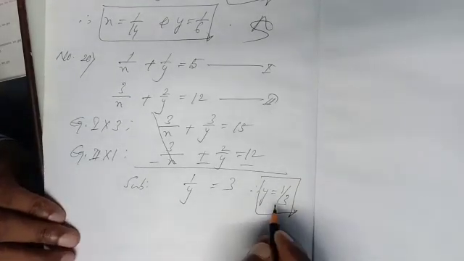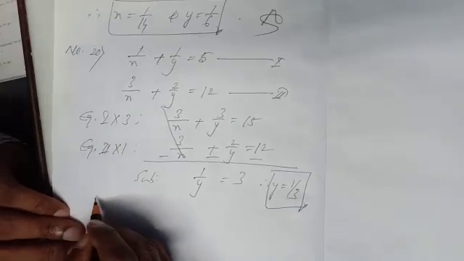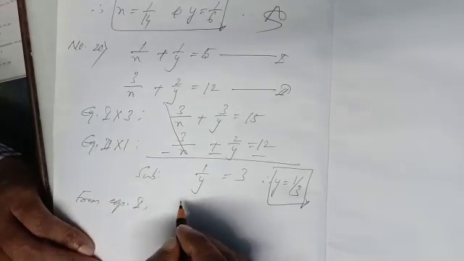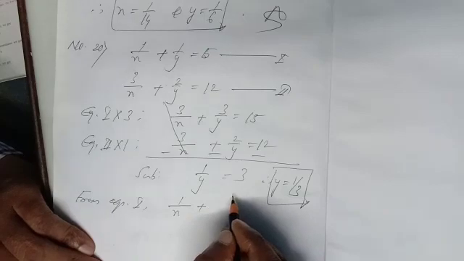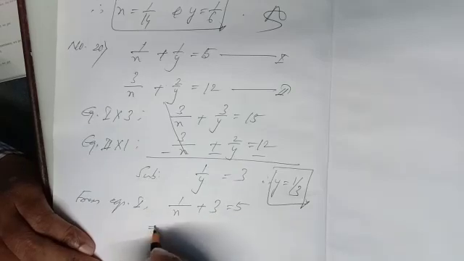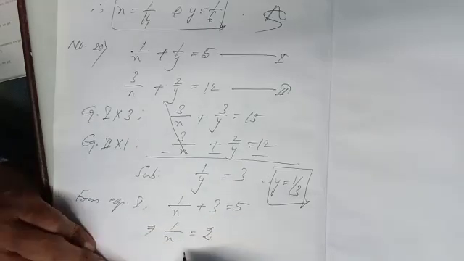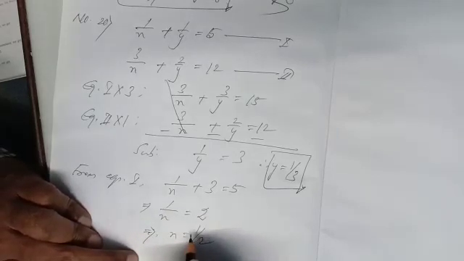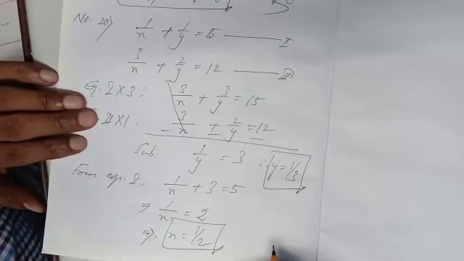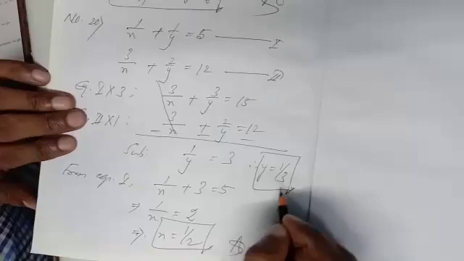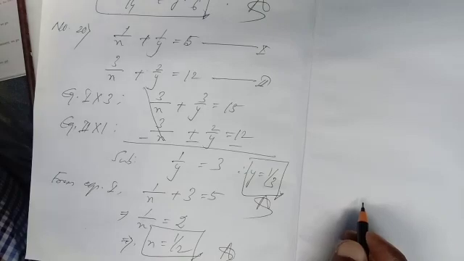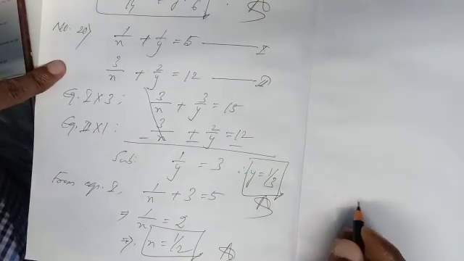In this way you are getting the value of y by the elimination method. Now putting the value of y in equation 1. From equation 1, it is given 1 by x plus 1 by y. That means 1 by y you got as 3, so 3 equal to 5. Therefore 1 by x is equal to 2, so x is equal to 1 by 2. So what is the answer you are getting? x equal to 1 by 2 and y equal to 1 by 3. In this way you have completed up to number 20 by the elimination method. The equations given are solved by the elimination method. Thank you for today's class.